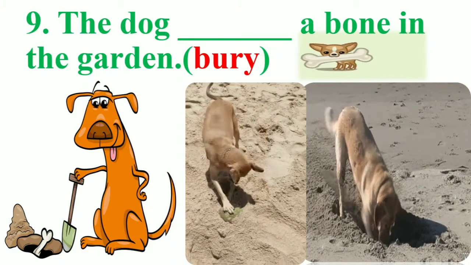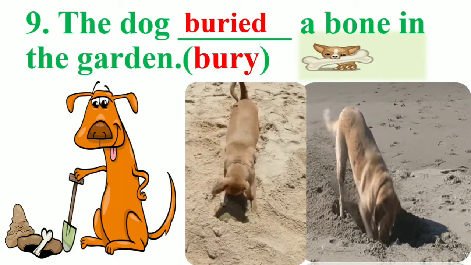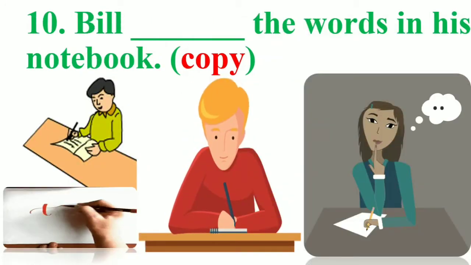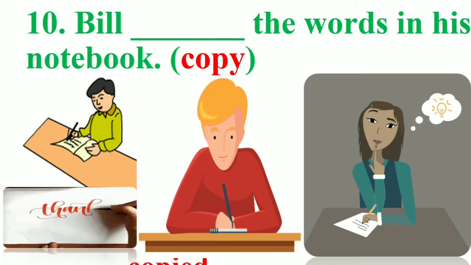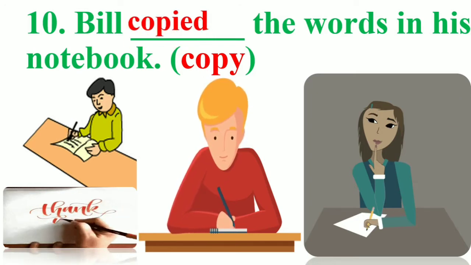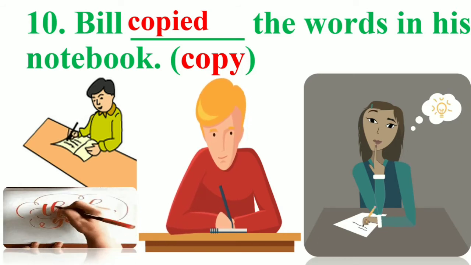We all know that dog loves to have bone. So buried is our correct answer. Okay. Now number 10, Bill copied the words in his notebook. Copy is our clue. And our answer is copied. We have removed the Y and we have written I and added ed to the verb to make it past form.